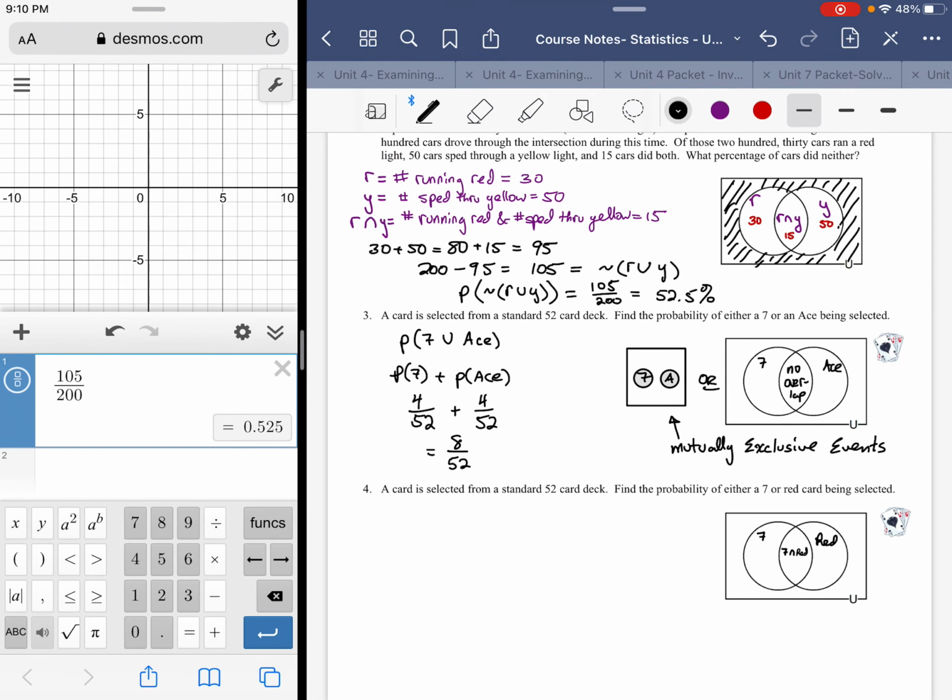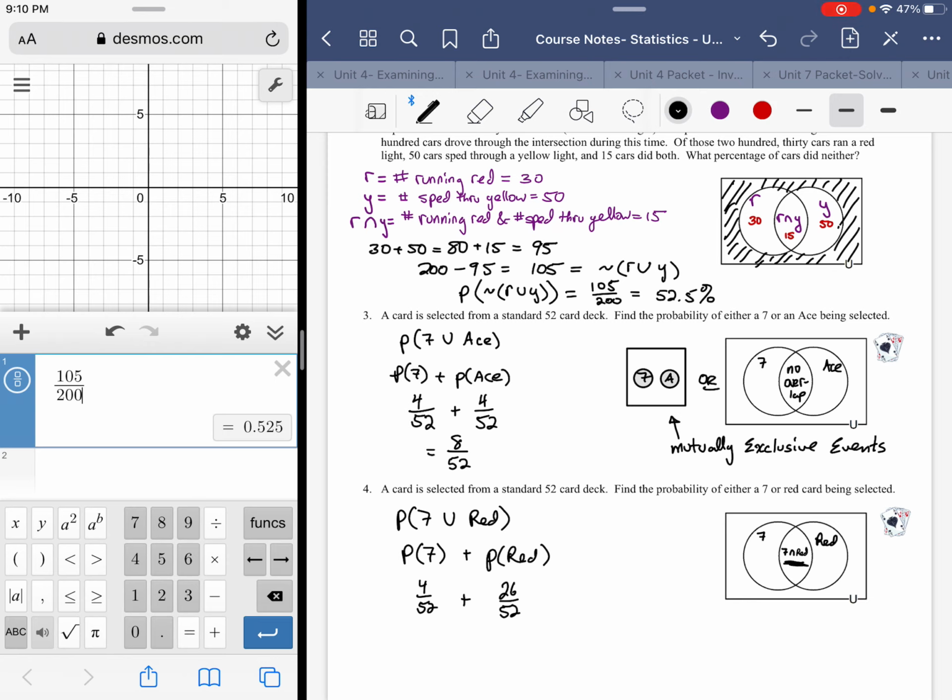All right, so if I were to do what I just did, find the probability of getting a 7 union red, I might say find the probability of getting a 7, 4 out of 52, plus the probability of getting red, which would be 26 out of 52. Where are these numbers coming from? Well, we could look at the sample space. I'm going to flip there in a second because I want to show you something. But this is actually going to be incorrect.